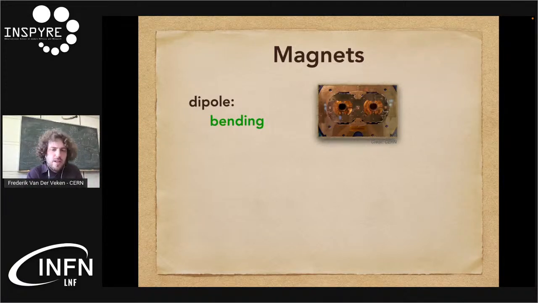They're highly energetic. They don't care about your pipe. They're just going to leave the pipe and go straight. And then there is no way of using your accelerator, because you lost the particles the moment you put them in. So the magnets are there to keep them nicely inside the trajectory of the LHC. They make sure that they will stay inside.